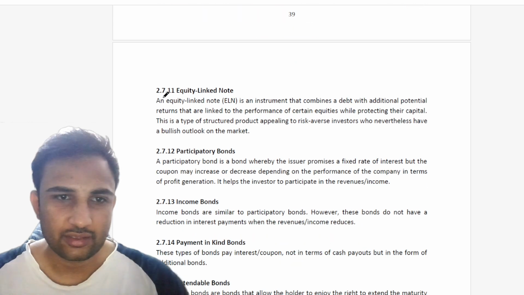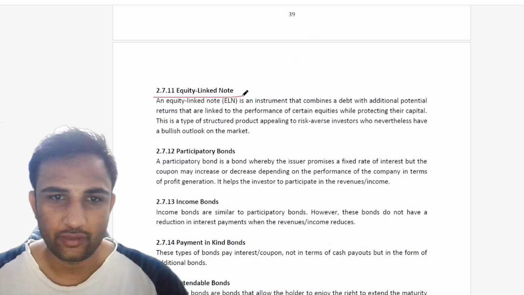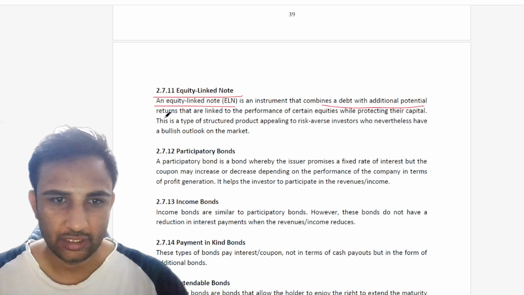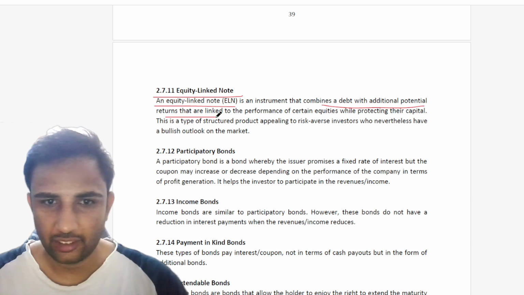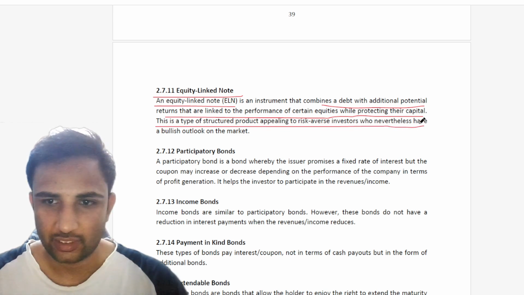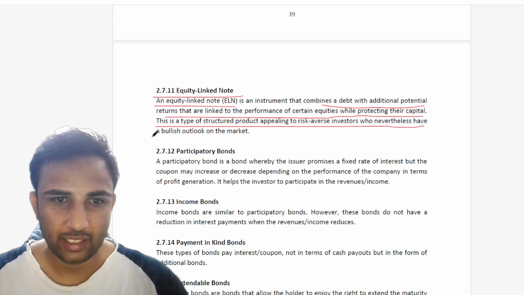The next chapter is chapter 2.7.11 Equity Linked Note. An equity linked note, ELN, is an instrument that combines a debt with additional potential returns that are linked to the performance of certain equities while protecting their capital. This is a type of structured product appealing to risk-averse investors who nevertheless have a bullish outlook on the market.